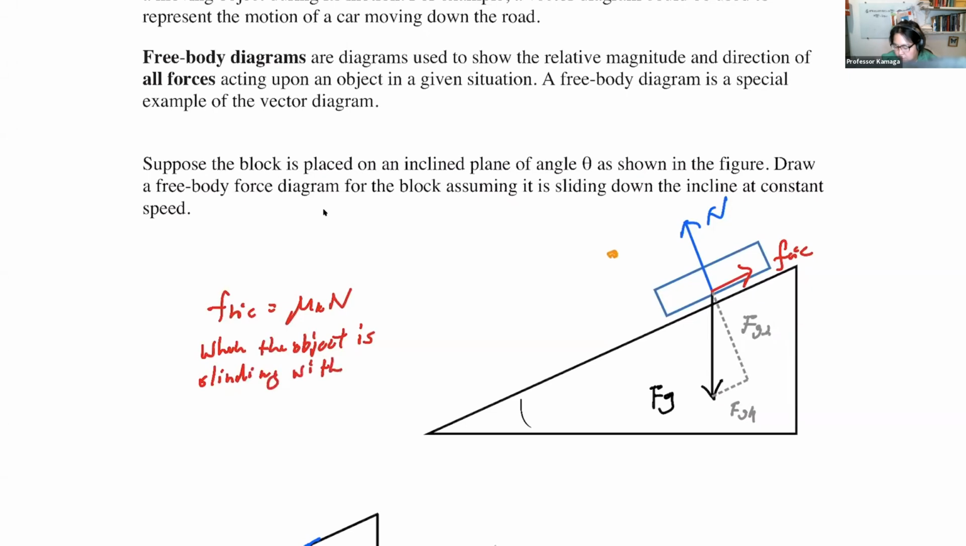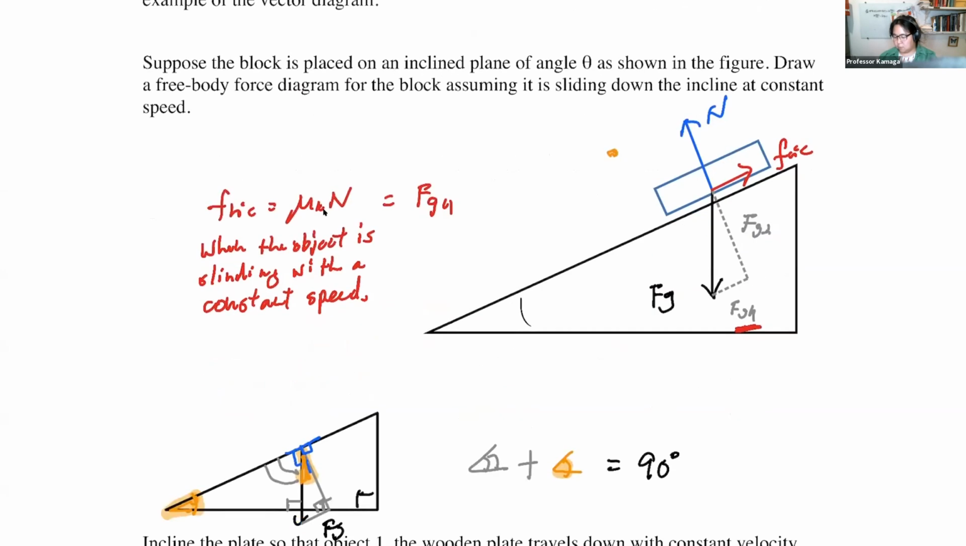with constant speed, right? Mu K n equals this, and that's equal to Fg parallel. Because the only force that is pushing down is this Fg parallel, and that has to be equal to the friction force for the object to be sliding in a constant motion.